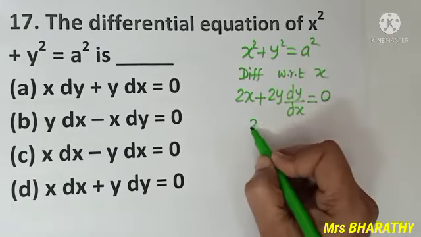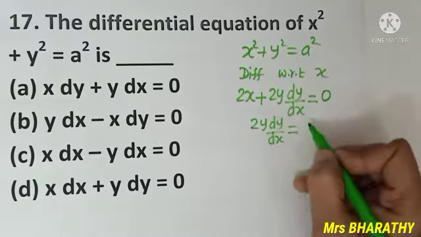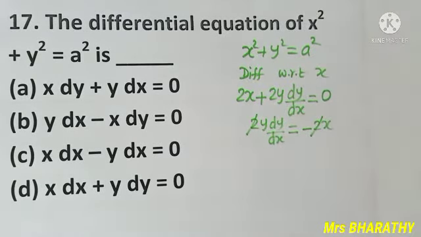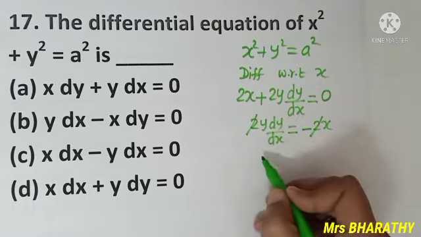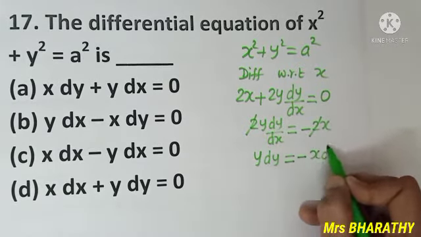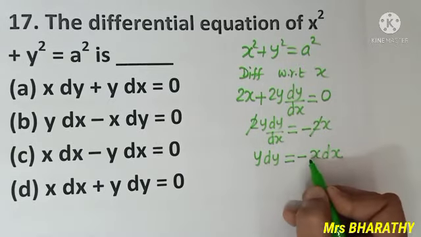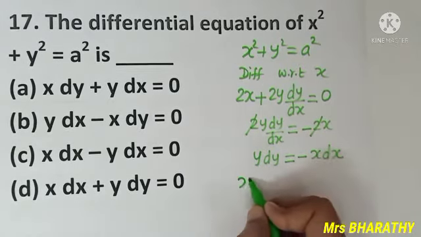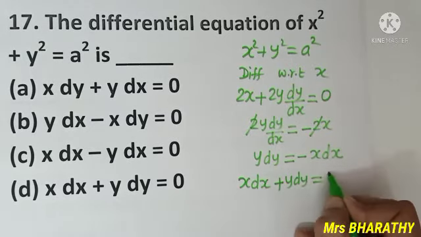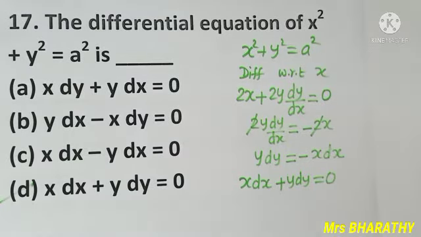Now 2y dy by dx we can rewrite as minus 2x. 2 and 2 we can cancel. As I cross multiply, y dy equals minus x dx. Or I can say minus x dx can come to the left as plus x dx plus y dy equals to 0. Option D will be the right choice.